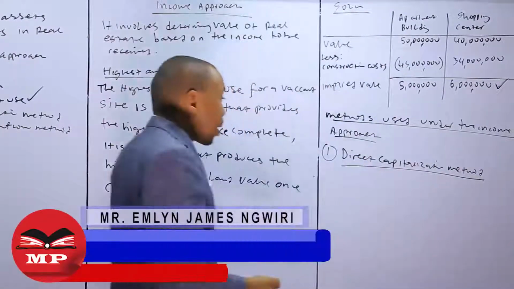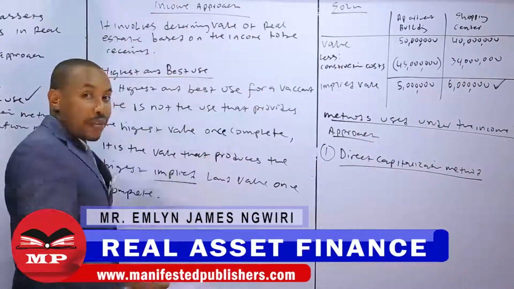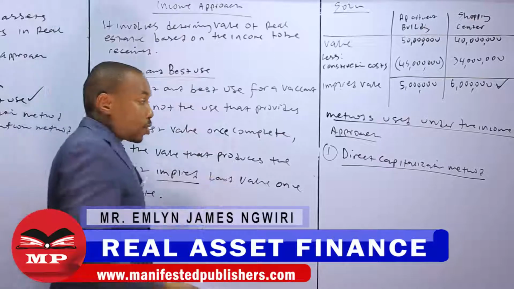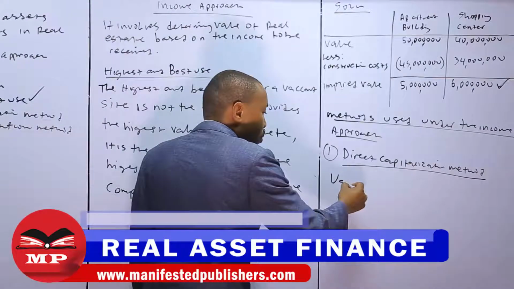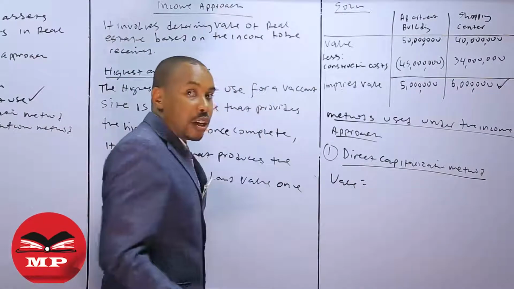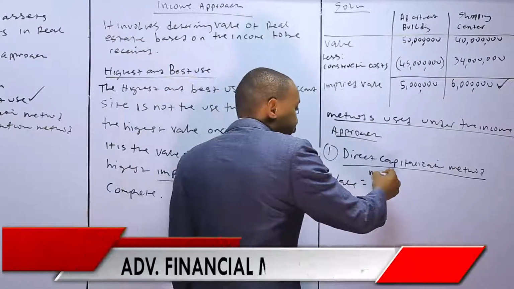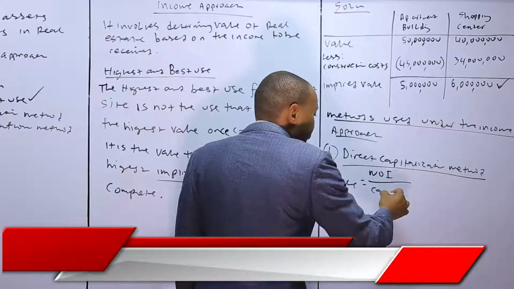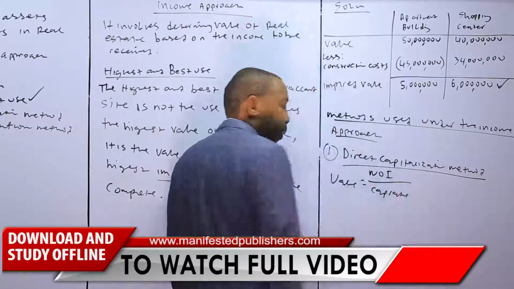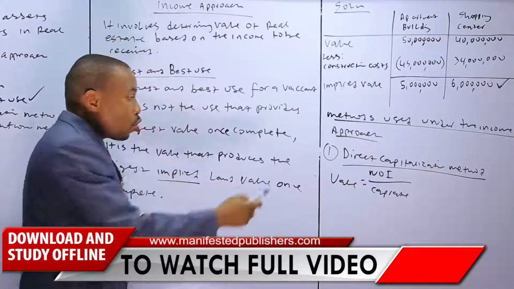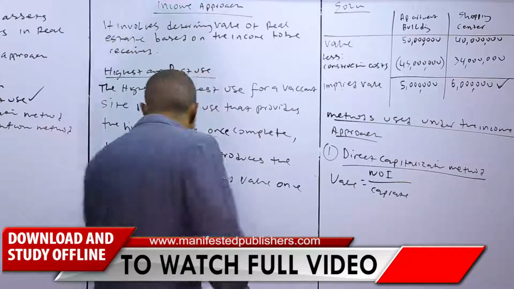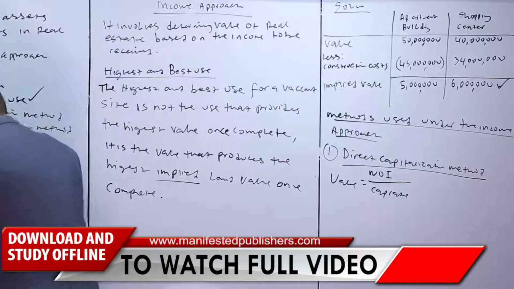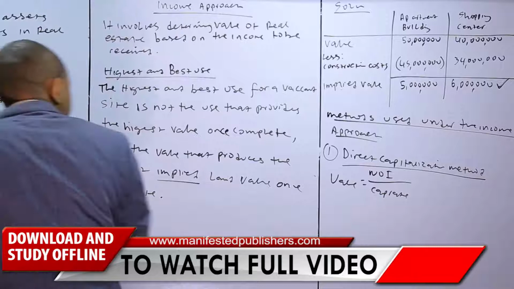Now, under this direct capitalization method, as I had previously explained, in order to get the value of the property, we need to first get the net operating income. We divide that by the cap rate there. So how do we go ahead and get the net operating income? We have a summary that is going to assist us in computing the net operating income.